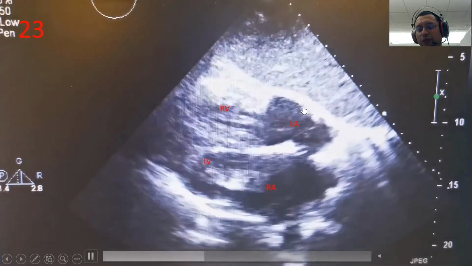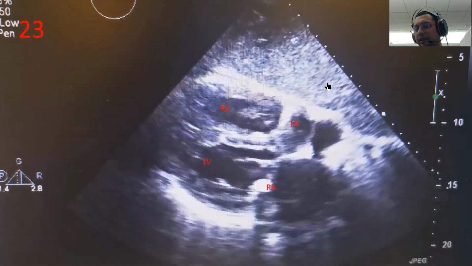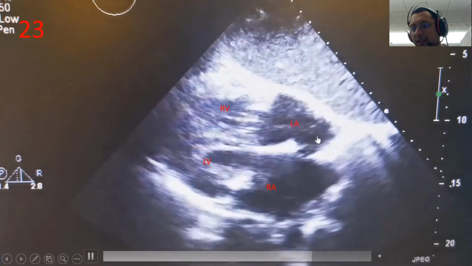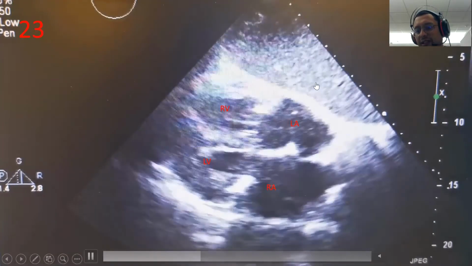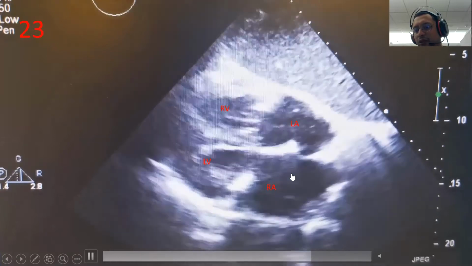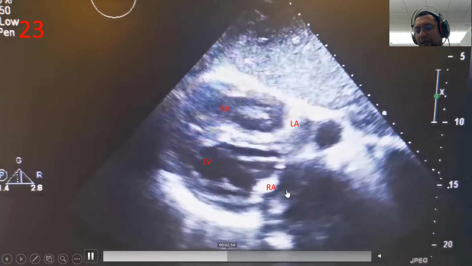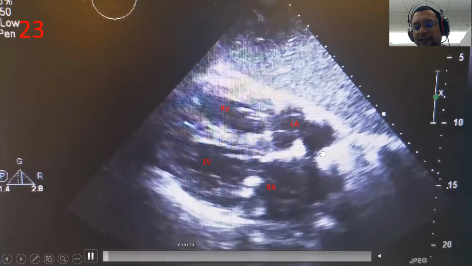However, when you look at the subcostal view, this is the liver, and you can see that the liver is on the left side, not on the right side. That is wrong, and that is what we call situs inversus. The liver and atria always follow each other. If the liver is inverted, the atria are also inverted. You can see the LA is on the wrong side: the LA is on the right side and the RA is on the left side. So this is what we call situs inversus.